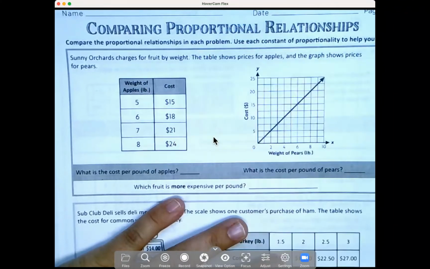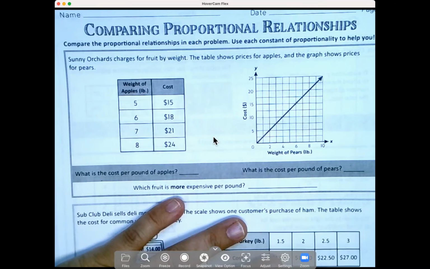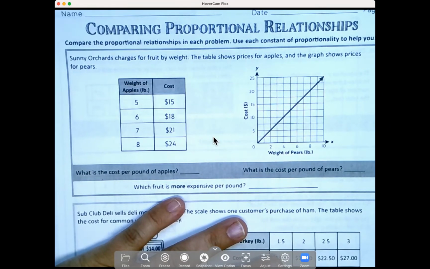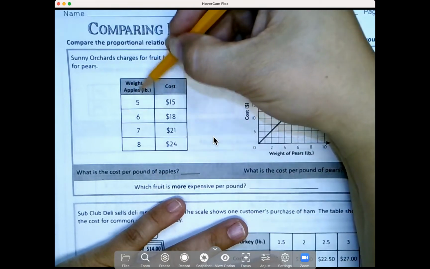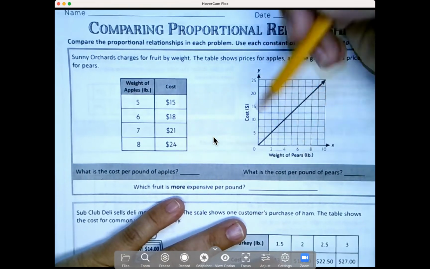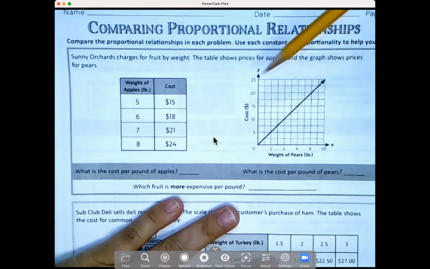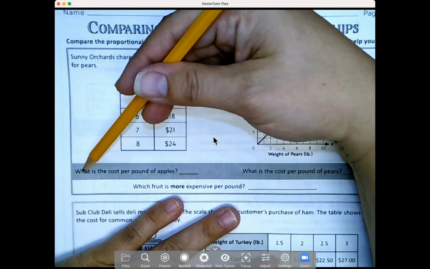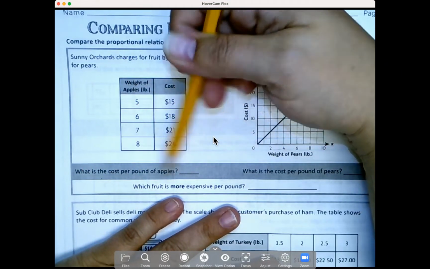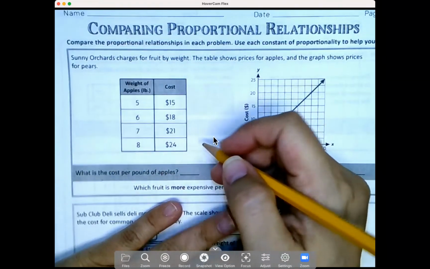So here, okay, it says Sunny Orchards charges for fruit by weight. The table shows prices for apples, and the graph shows prices for pears. So we have apples and we have pears. This is a table. This is a graph. Okay. So this first one says, what is the cost per pound of apples? So they want cost per pound. So my cost needs to go on top.